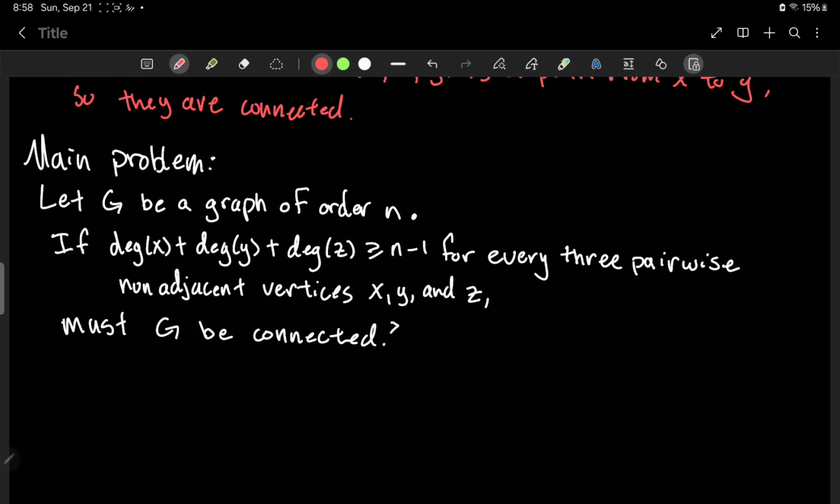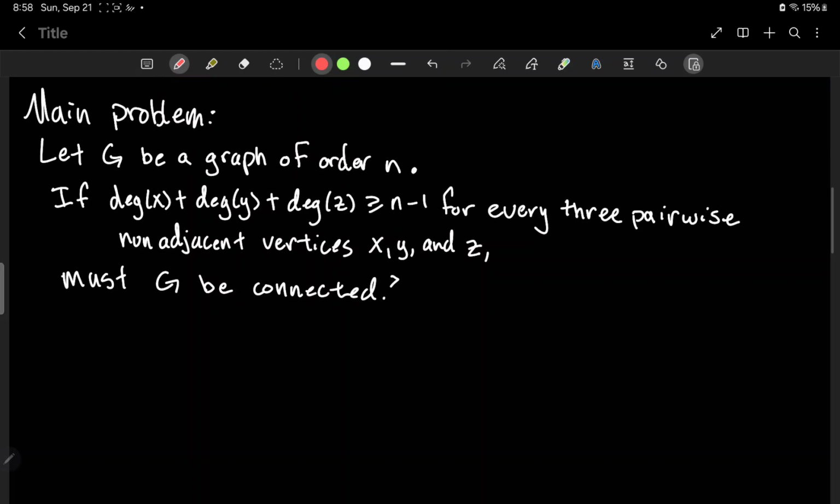Okay, so the main problem today is this, and we're really just extending this one more step. Let G be a graph of order n. If we sum up the degrees of three vertices x, y, and z, and it's at least n minus 1 for every three pairwise non-adjacent vertices x, y, and z, must the graph G be connected? And the answer is no. Let me walk you through my process of how I got to this result.